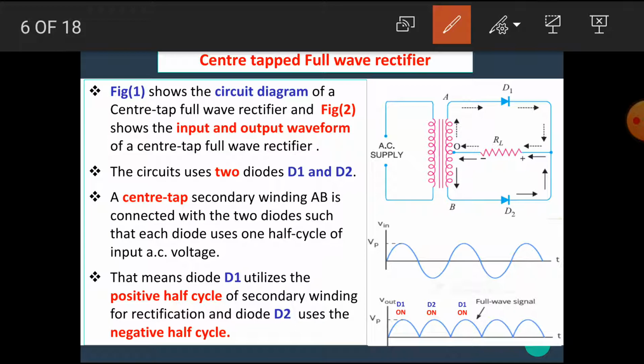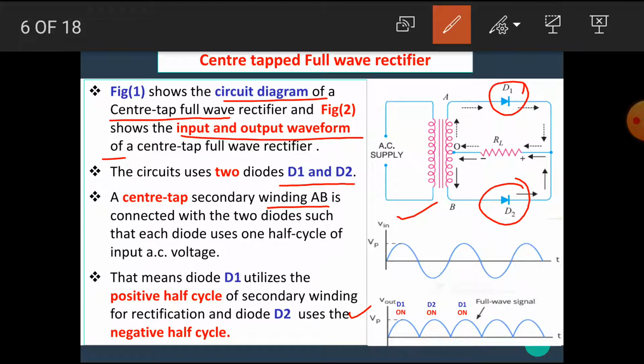Figure 1 shows the circuit diagram of the center tap full wave rectifier, and figure 2 shows the input and output waveform of the center tap full wave rectifier. The circuit uses two diodes, D1 and D2. A center tap secondary winding AB is connected with the two diodes such that each diode uses one half cycle of the input AC voltage.